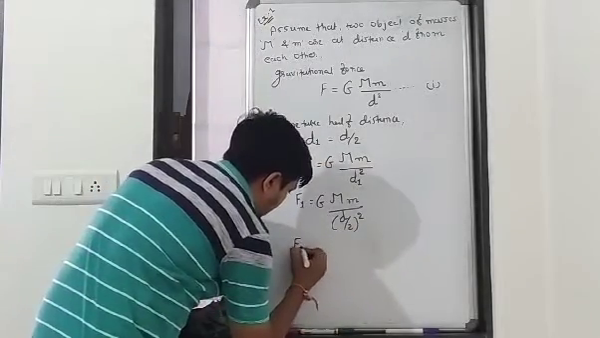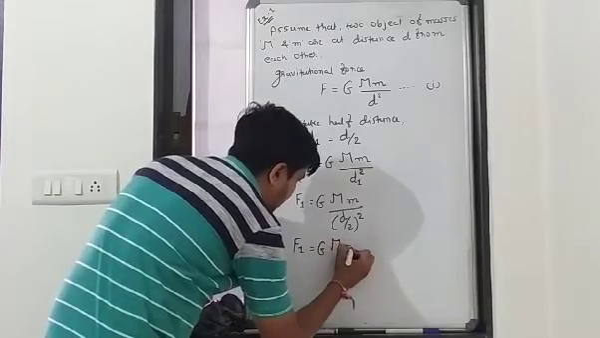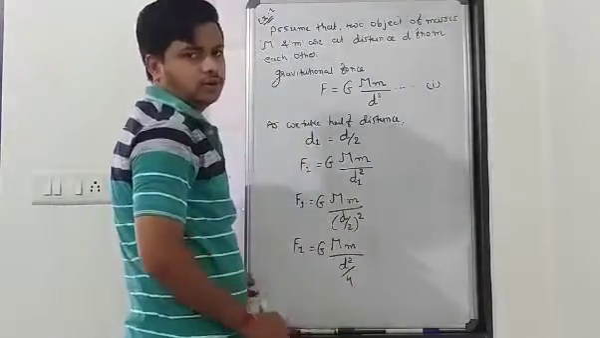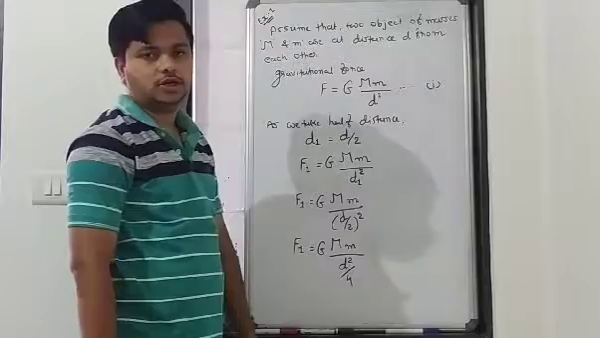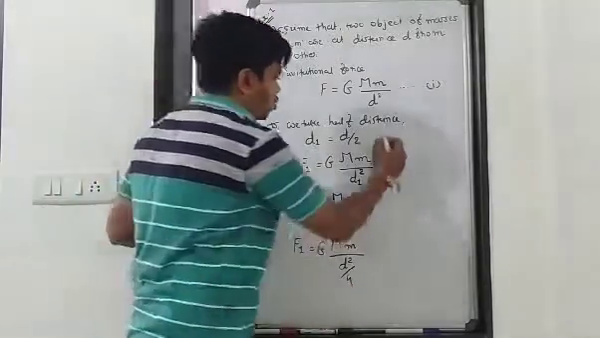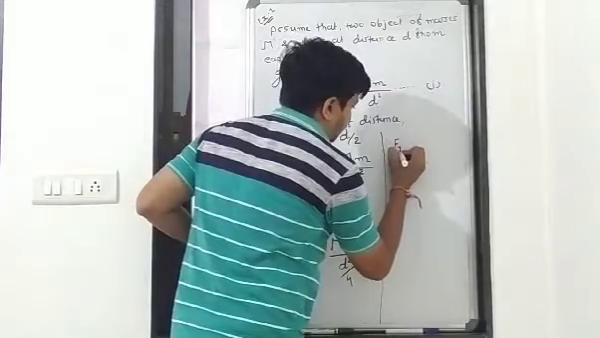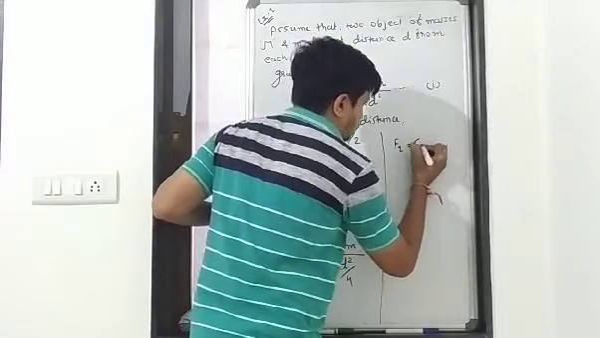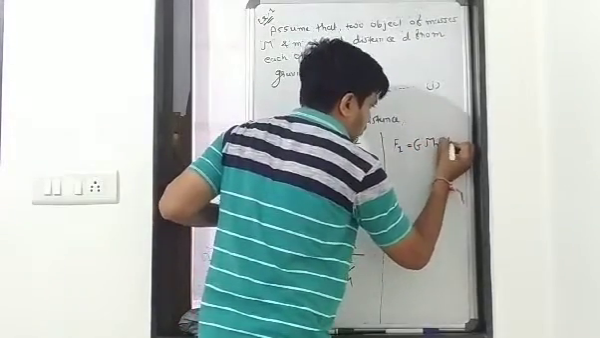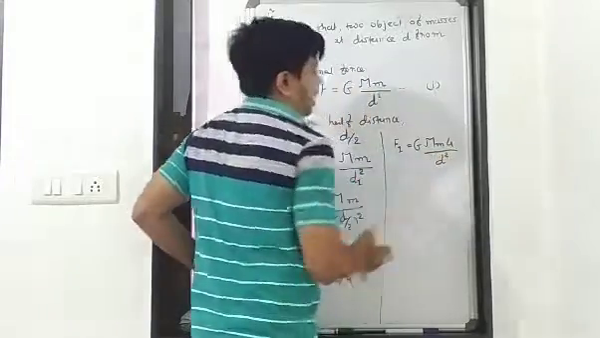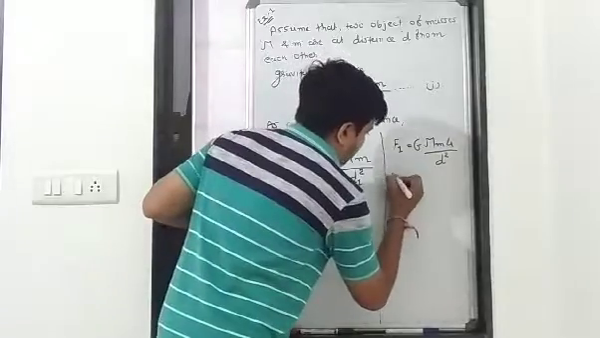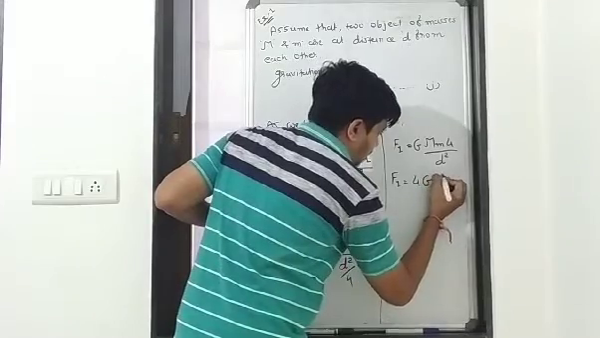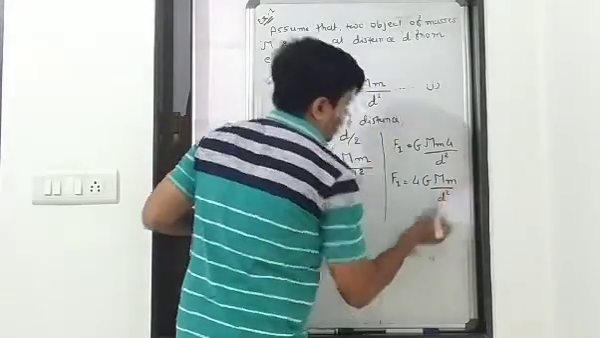And what will be the answer? F1 equals G, capital M, small m, divided by d by 2 square, which means d square by 4. This 4 is in the denominator of the denominator, so it will go up as a numerator. So F1 equals G, capital M, small m into 4 divided by d square. I am just taking this 4 outside, so F1 is 4 G, capital M, small m by d square.